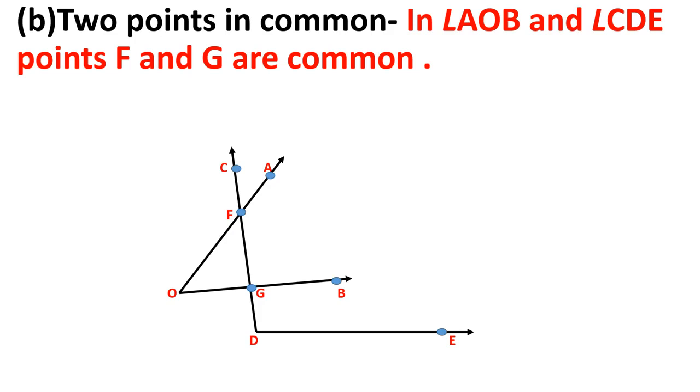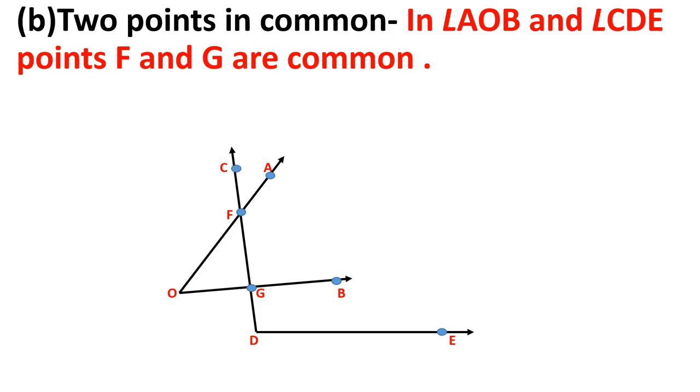2 points in common. Now we have to make two angles in such a way that they have 2 points in common. I have given the name of the angle the same, angle AOB and CDE. Again see where is angle AOB. Now see where is angle CDE. I have just tilted that angle. Okay, I have changed the position of the angle.